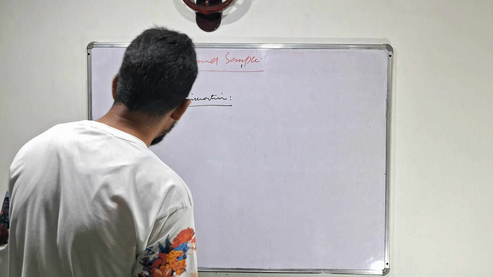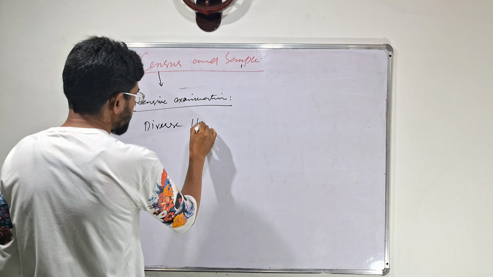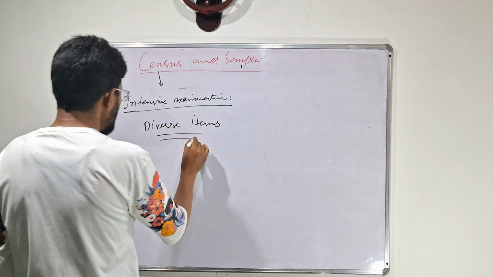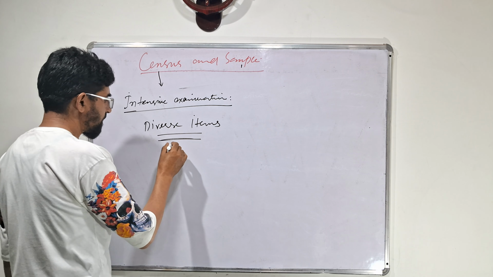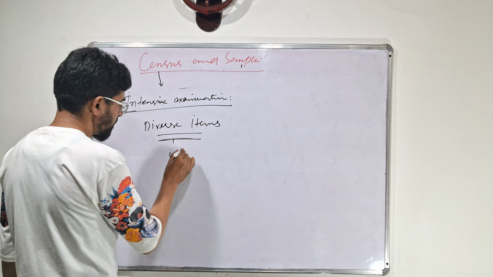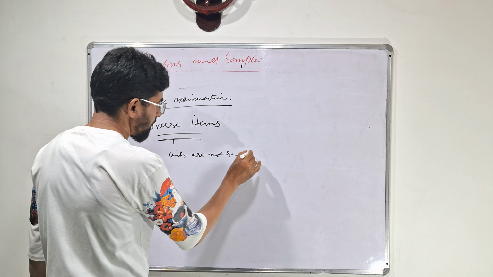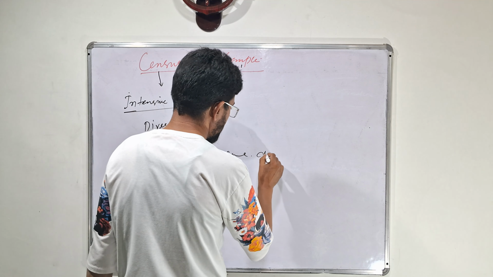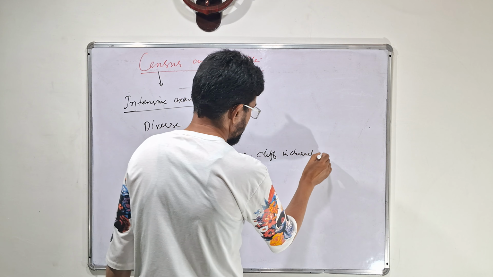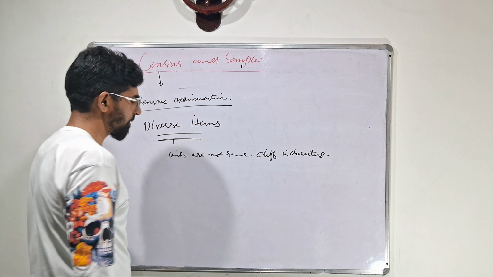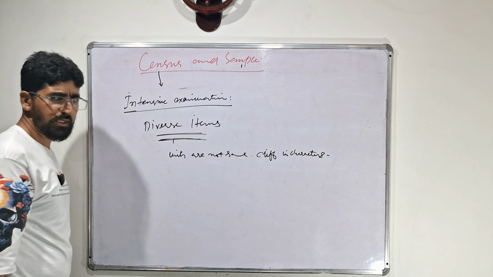Third one, diverse items. Means when units are not the same, units are not the same. They are different in characters. Units have different characters. When there are diverse items, census is better.